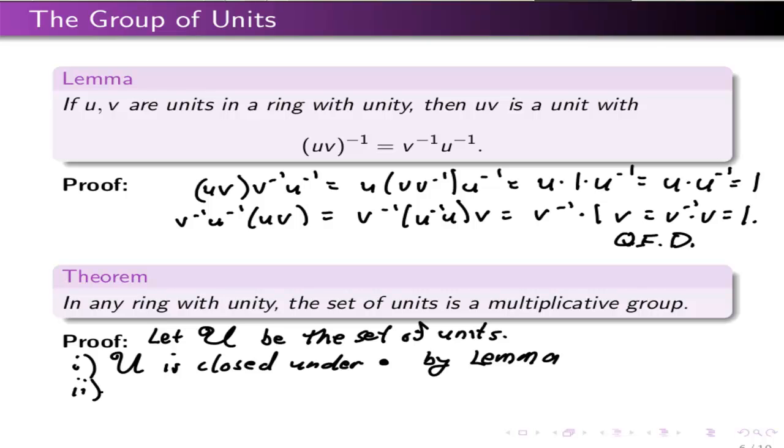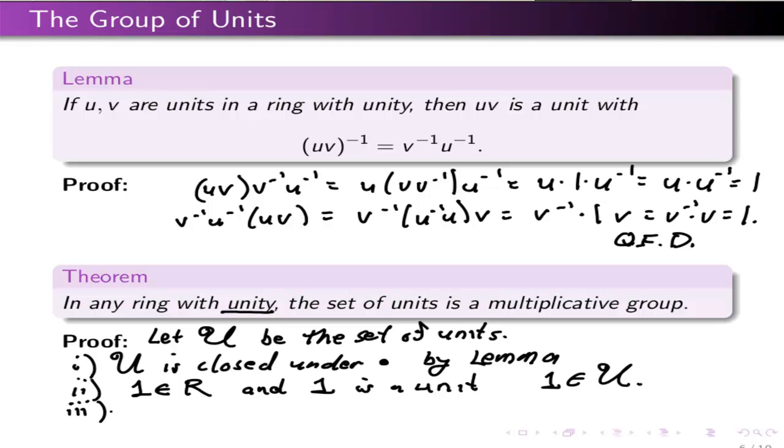Second, a group needs to have an identity element. Well, 1 is in the ring. By definition, we say this is a ring with unity, and 1 is a unit. And so 1 is an element of U. And what's the third requirement to be a group? Every element has to have a multiplicative inverse. Well, that's the very definition of a unit. So if u is an element of U, then u inverse is also in U. And so we get a group.